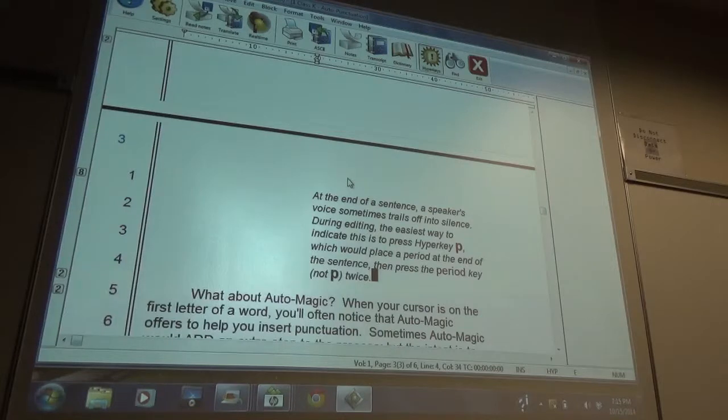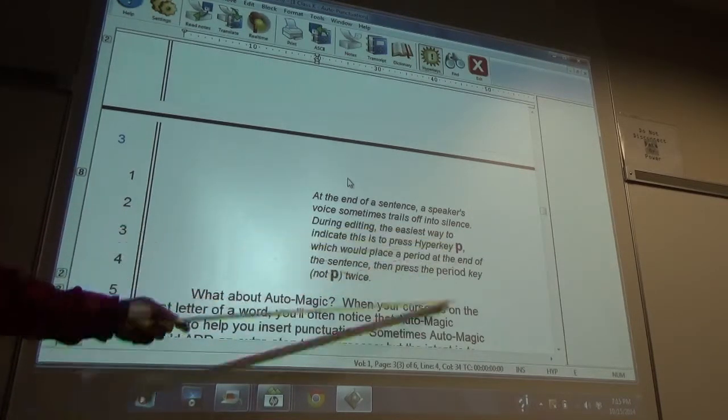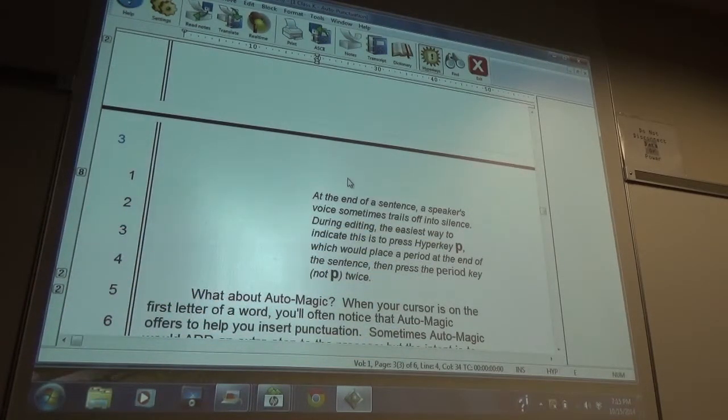No, it won't do anything. If you keep pushing P in hyperkeys, it's only going to put it there once, okay? It's only doing what you're telling it to do, which for P is put a period at the end of the sentence. But if you want extra periods, then you have to push the period itself, is what it's saying.